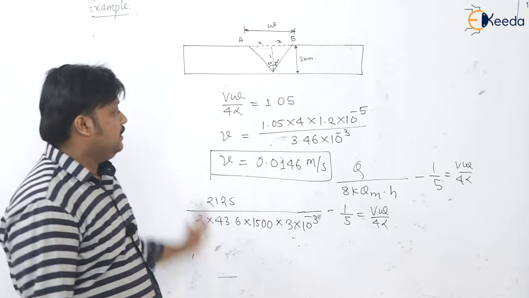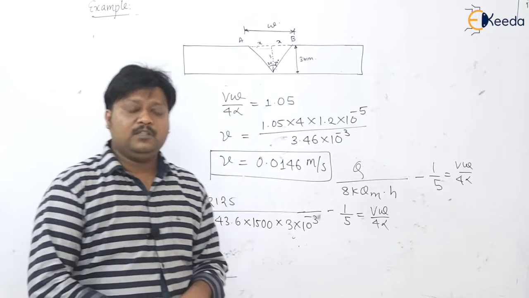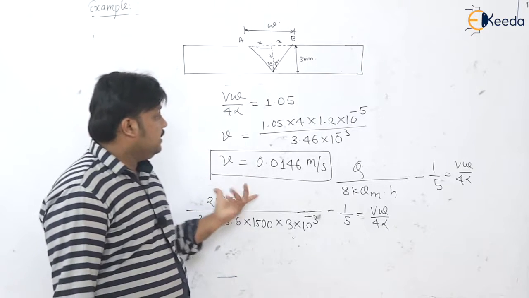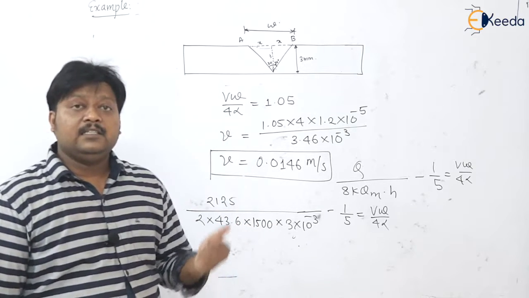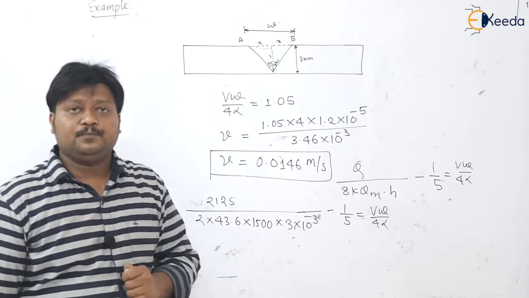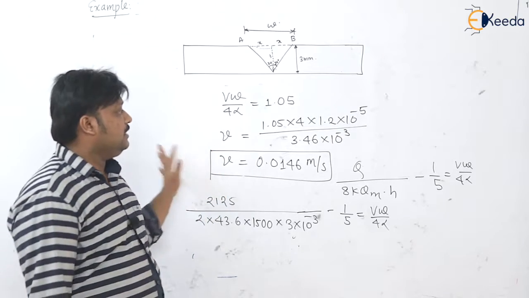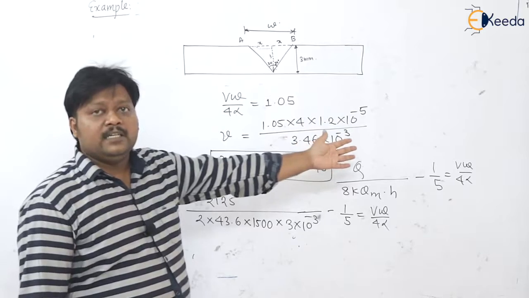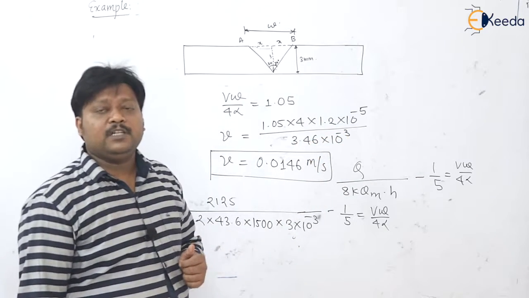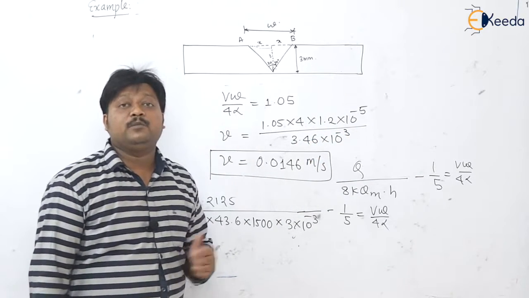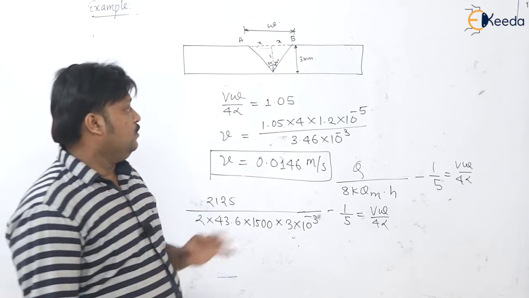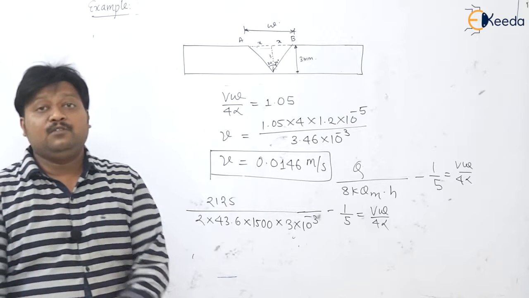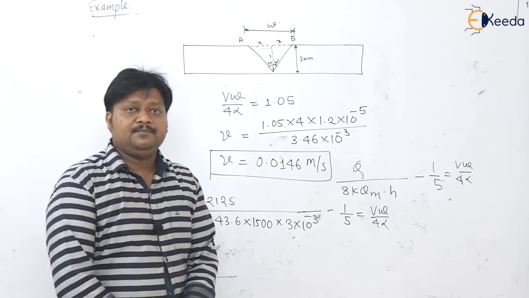The speed of welding will be 0.0146 meter per second. So many times in the GATE examination, they will provide you the equation for the Q. Once they have asked the question in the GATE examination, they have provided the formula that we have given, 8K theta m into h into bracket 1 by 5 plus VW by 4 alpha. So just understand how to solve this question based on heat flow characteristics. Okay, thank you.